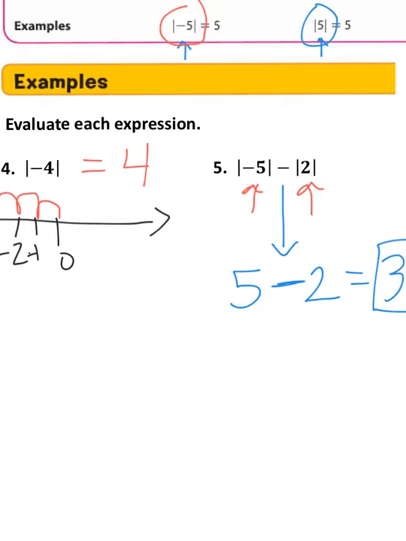So just understand that finding the absolute value is simply the distance from 0, but there are times, like in question number 5, where they expect you to find the absolute value of 2 different numbers and then solve a mathematical problem. And that's what we did in question 5: we solved a problem after.